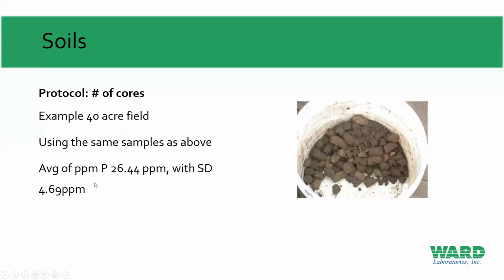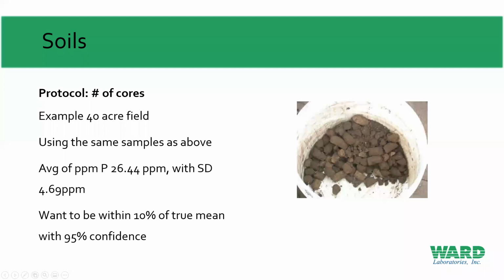Now we are good data scientists. We want to be accurate. We want to be true. We want to have good information. So we are going to want to be within 10% of what the true average soil test P is. And we want to be very confident. We want to tell our fertilizer dealer exactly why we're not spending those dollars. So we're going to be 95% confident.